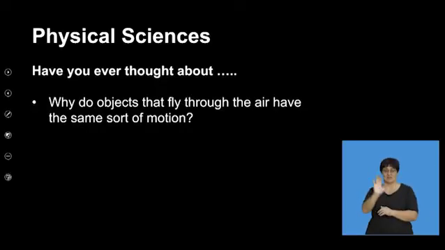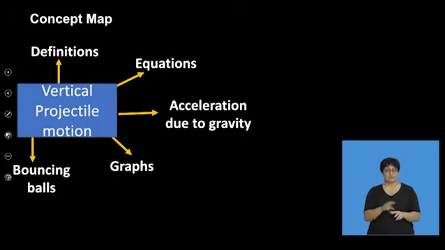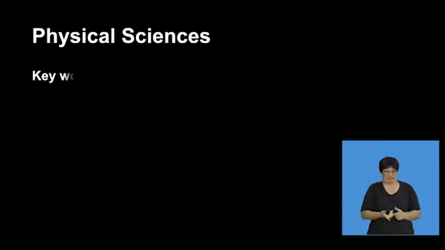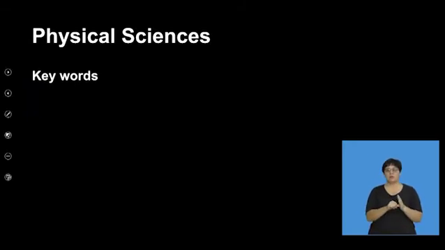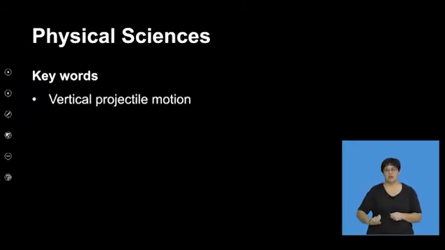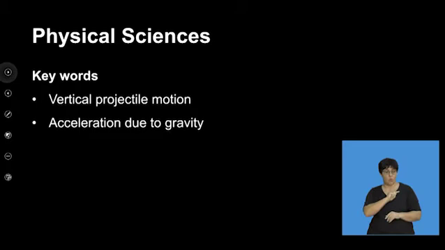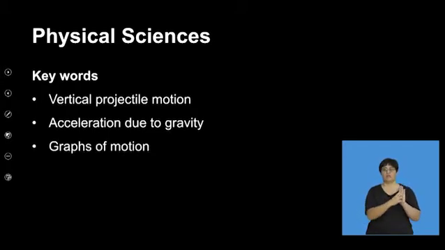What have we learned? Well, we've done the definitions. There's quite a few, but we're going to revise those again. We've got the equations, which luckily are given to you on your information sheet. And of course, we've got to remember acceleration due to gravity. We looked at graphs. And of course, then there's that last little bit of bouncing balls, which we don't always like, but it's okay. Our keywords are vertical projectile motion. We're going to define it again for you. We've got acceleration due to gravity and graphs of motion. Those are all the keywords and the key points that we're going to go through.